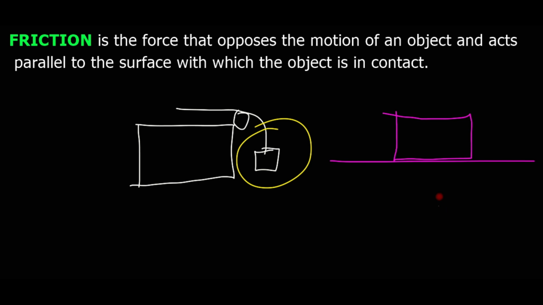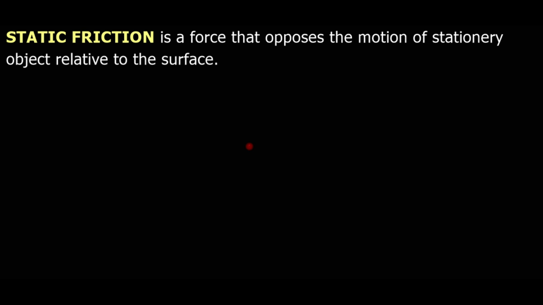But normally there are two types of frictional forces: static friction and kinetic friction. Based on the definition, a static friction is a force that opposes the motion of a stationary object relative to the surface. The word static means stationary.